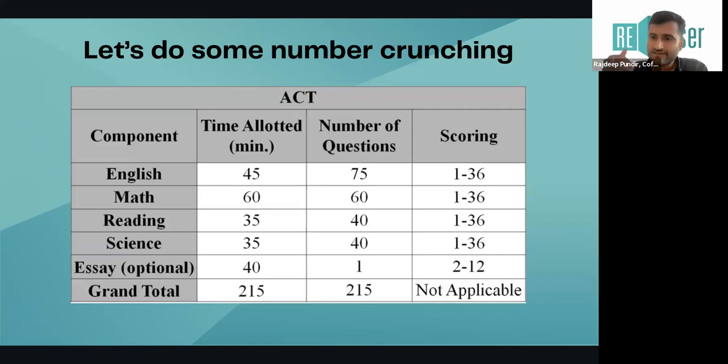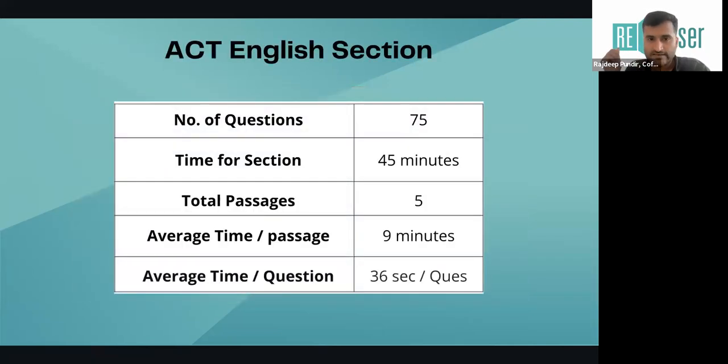Unlike the SAT, which is on a scale of 400 to 1600, here you are scored on a scale of 1 to 36, and the average of 4 sections will be found out. That will become your final score. Here you also have an optional essay component, which is not part of your SAT, right? So that is again an additional difference that you will encounter between SAT versus ACT.